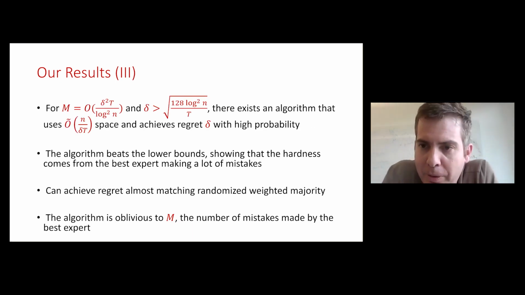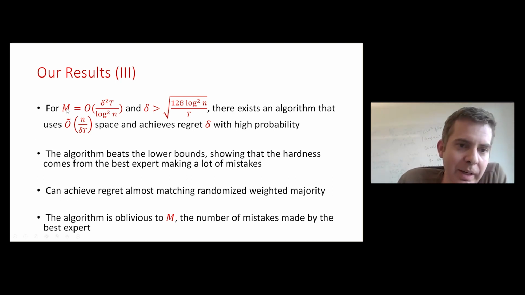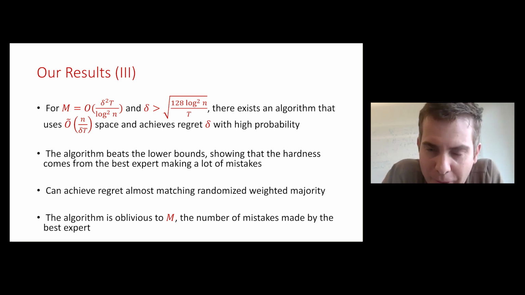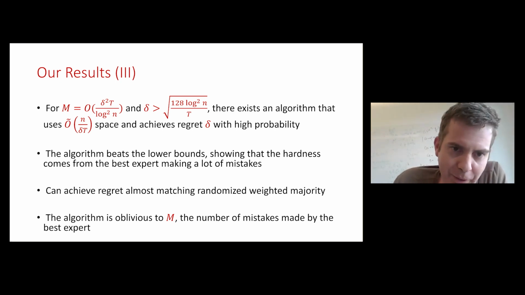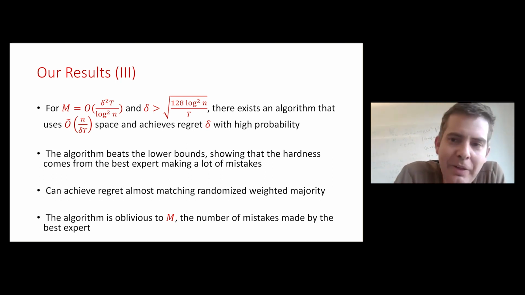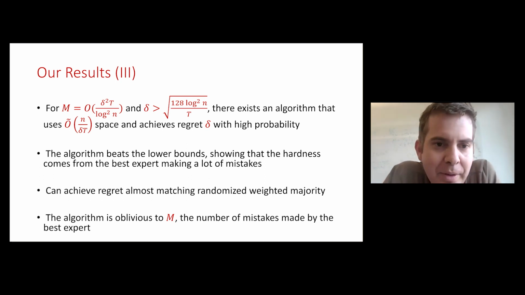For the arbitrary order model, our third result, we don't have tight bounds, but we have non-trivial bounds. So let me say what they are. If the number M, again, remember this is the number of mistakes of the best expert, is not too large, so is order delta squared t over log squared n. Okay, forget log factors for this talk. So order delta squared t. So if you want constant regret delta, then you can allow the number of mistakes to be a constant fraction of days.